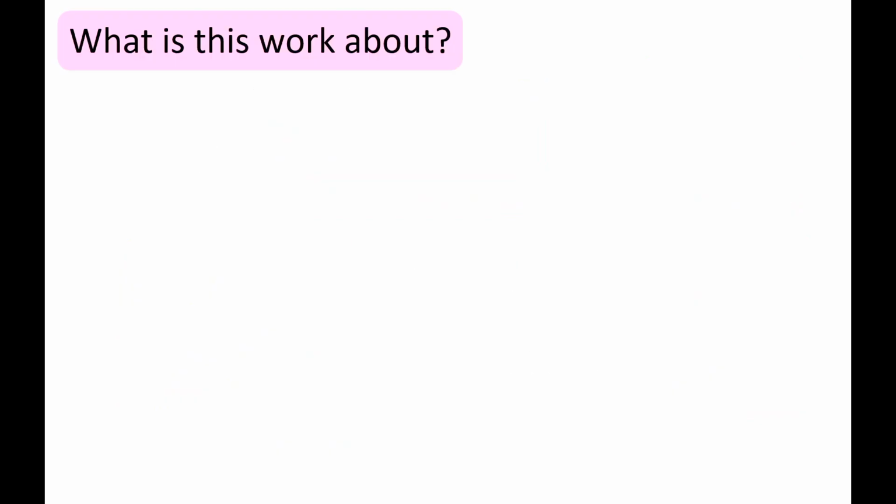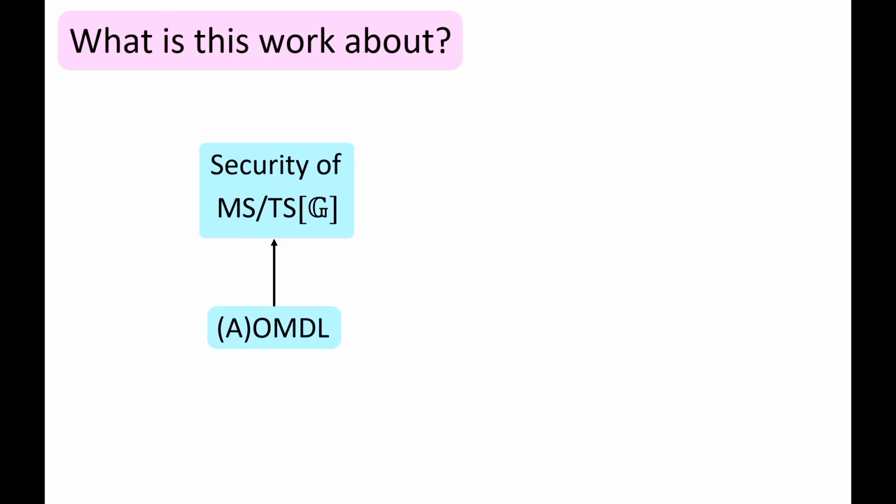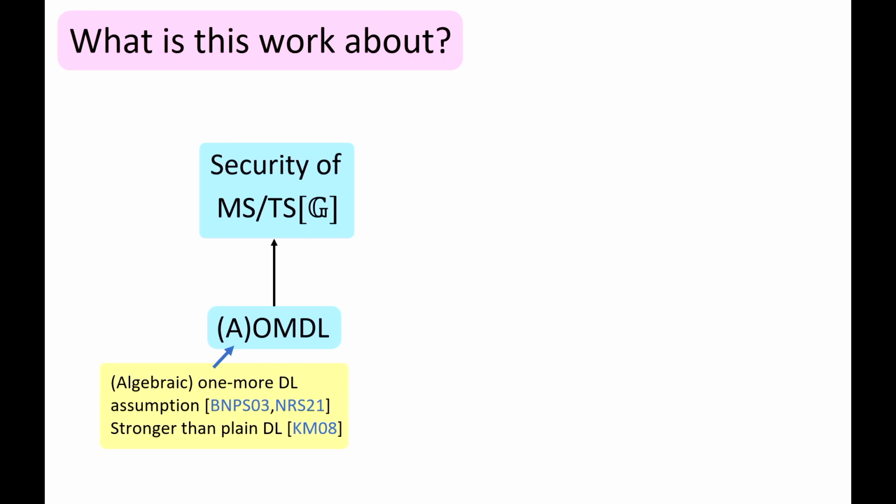So what is this work about? When investigating the existing group-based constructions of multi-signatures and threshold signatures, we find that the security of the most efficient schemes all requires the algebraic one-more D-log assumption, which is suspected to be stronger than the plain D-log. So in this work, we're trying to remove these assumptions.